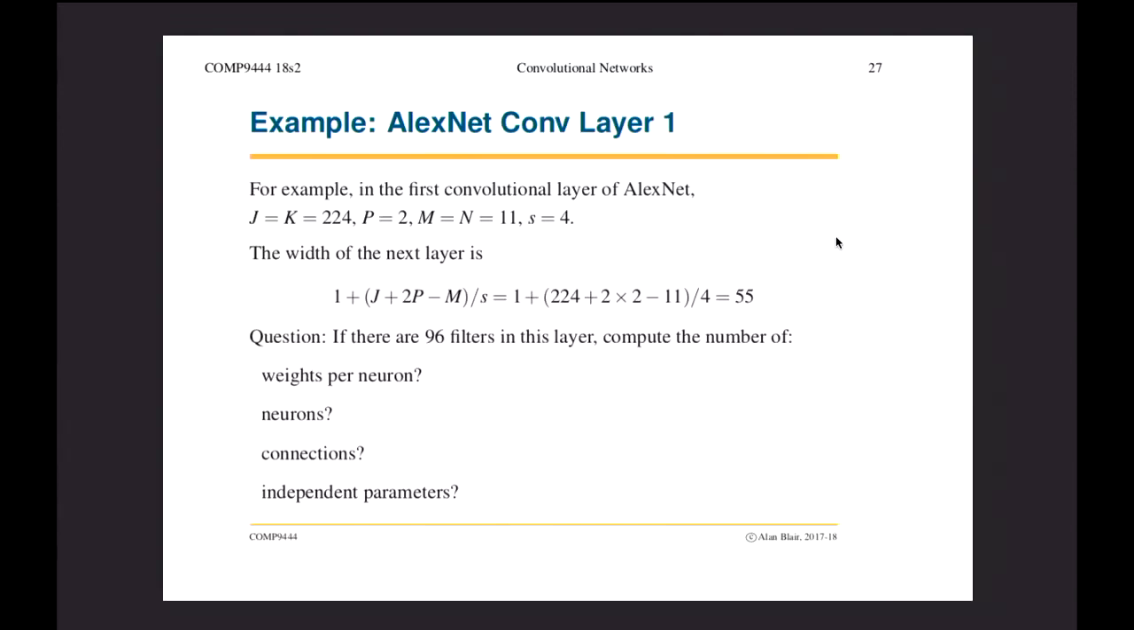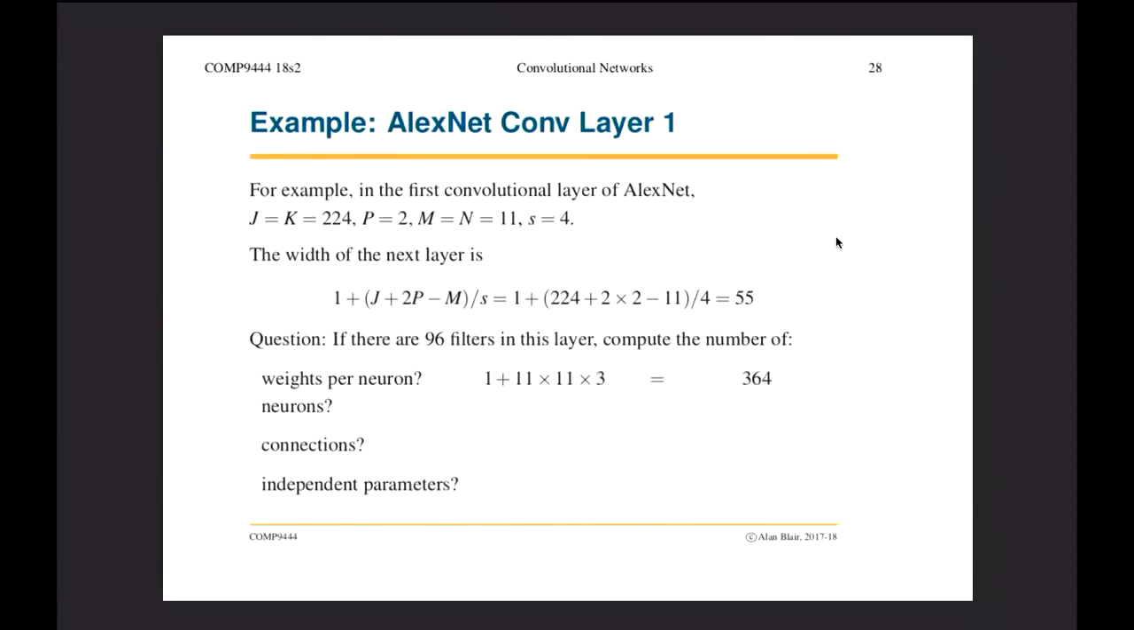And then we ask the same questions we asked before. How many weights are there per neuron? So the filters are 11 by 11, and it's a color image. So it would be for each 11 by 11 by 3 plus the bias. Yeah, so that turns out to be 364.